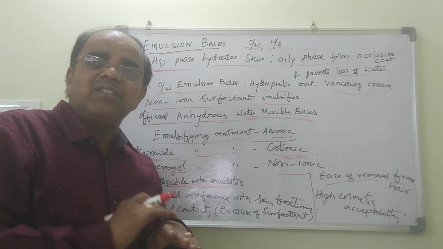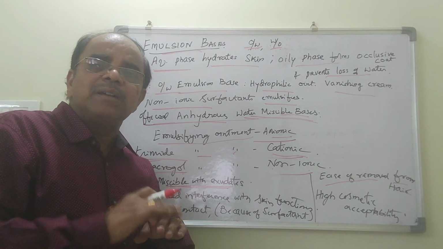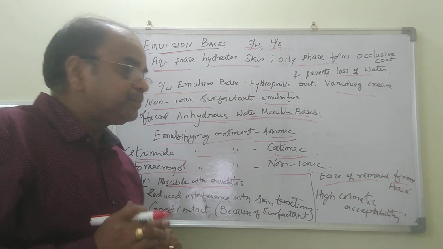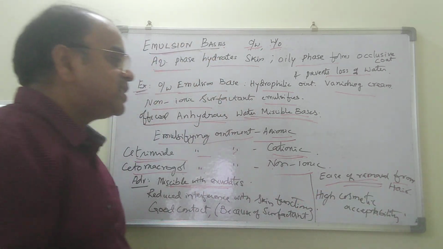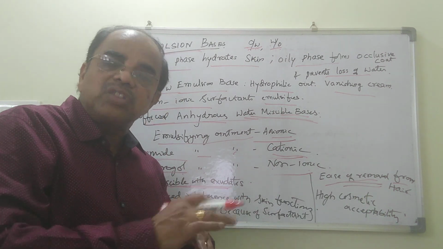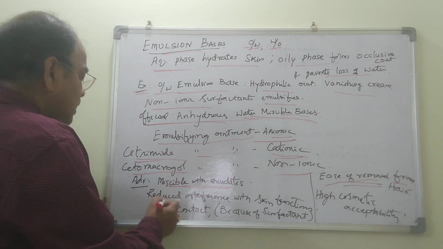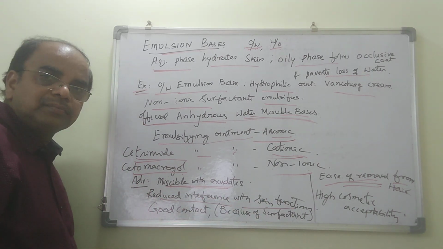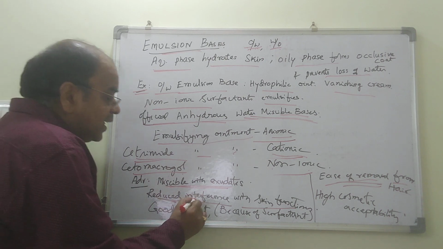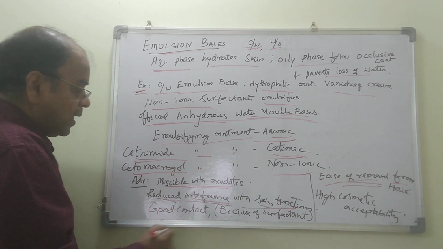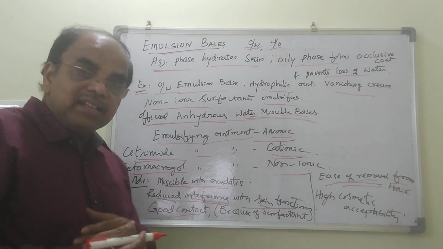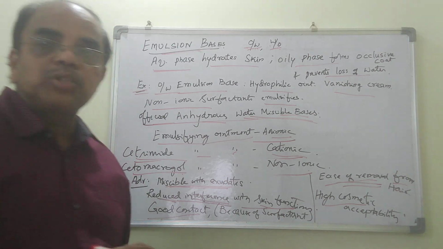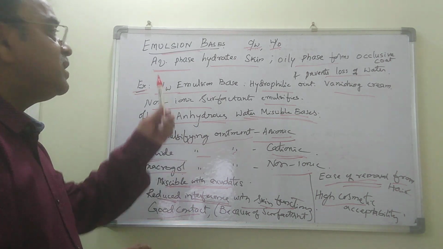Wherever hair is there, generally it is difficult to remove some moisture or sebum, all these things. So if you are using this emulsion base, we can easily remove this emulsion base from the hair by water washable, water miscible only. And interference is reduced with the skin functions, and good contact with the skin because it is having surfactant, and high cosmetic acceptability. That is the emulsion base.